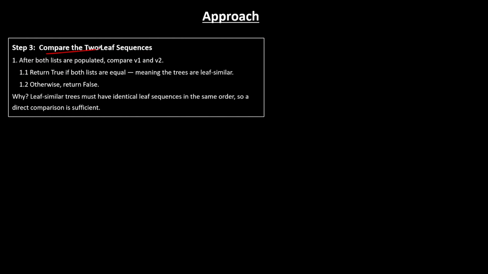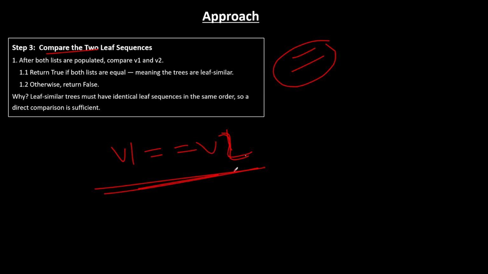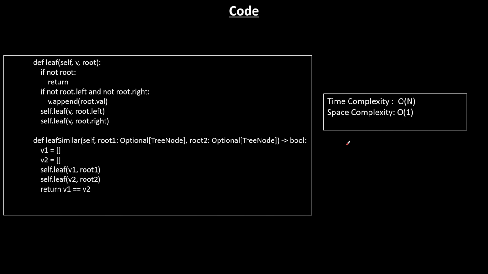Now in step 3, after the function has been called for both the trees, we have the lists filled with values, right? We just compare them, whether v1 is equal to v2 or not. If it is equal, we return true if both lists are equal. Otherwise, we will return false, because leaf lists of similar trees must have an identical leaf sequence in the same order, so the direct comparison is sufficient. That's why we do that and we return it, right? I hope you understood the approach. Now let's move to the next slide.